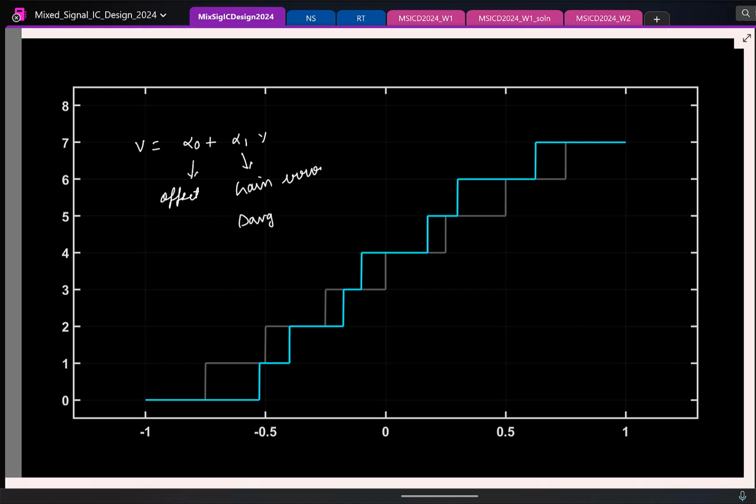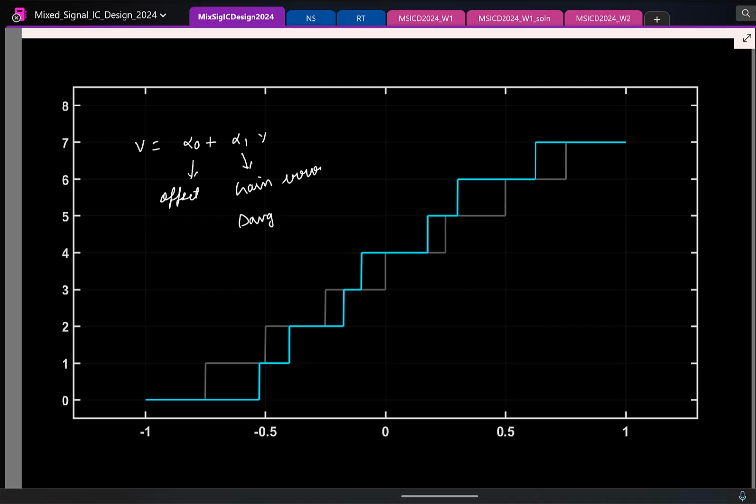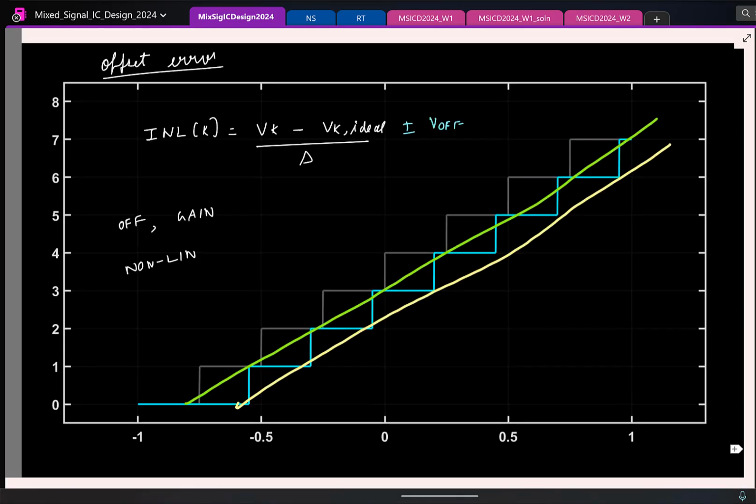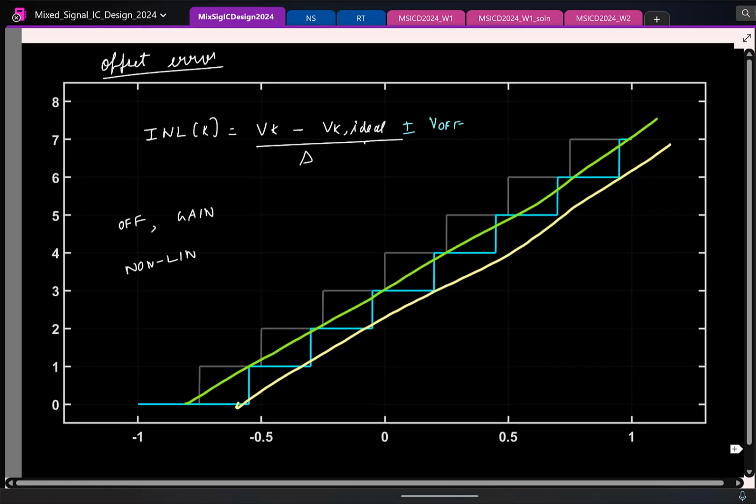Sir, in the previous slide, where we had Vk minus Vk ideal, we are subtracting the offset from the numerator, right? Yeah, correct. Sorry, I probably had it incorrectly. The fraction is like this. Is that okay?